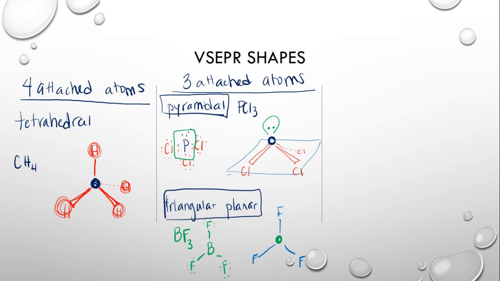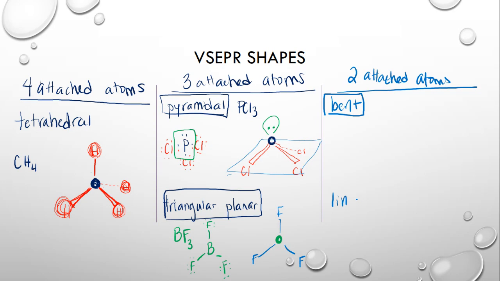So it's a pyramid if you have an unshared pair of electrons, and it's a triangular planar if you have no unshared pair. Both of these have 3 attached atoms. Our last category is if you have 2 attached atoms. So similarly, you would have something that is bent, and then you could have something that is called linear. My pen has decided to slow down here on me.